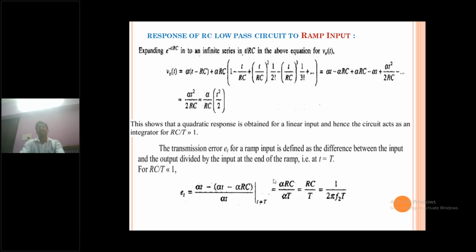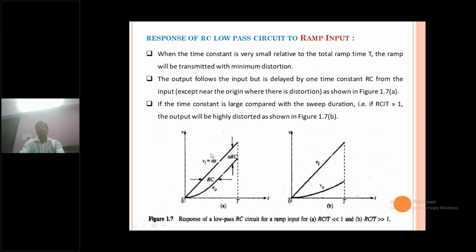You have to see the diagram. This is the first case diagram. V_i equal to alpha T, and the output waveform is alpha into T minus RC. So the difference is only one time constant. At the start, some deviation will be there; later on, both are parallel, with no deviation. So whenever the time constant is very small compared to capital T, the ramp duration, minimum distortion comes.